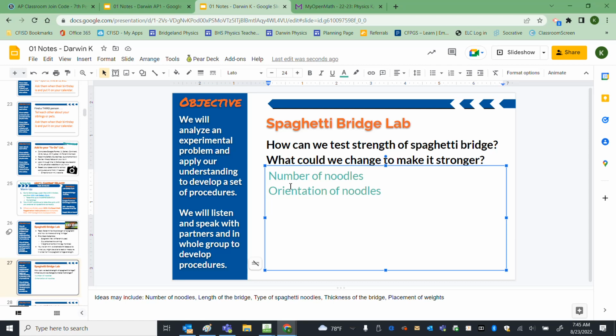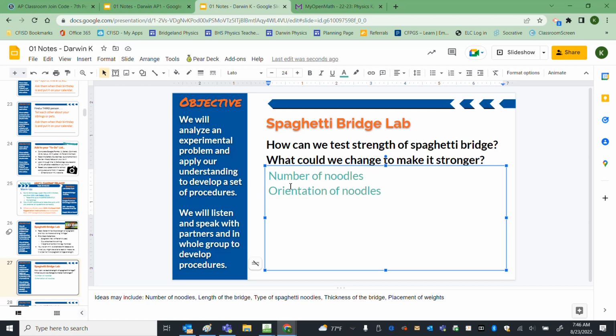Yes, sir. You could like put the cup on the bridge and then add marbles. Okay, so that would be how you would actually test the strength, would be to add marbles to the cup and attach it to the bridge. It might be hard to just balance a cup on top of the spaghetti. Anybody have a different idea how you might be able to put the cup on there?